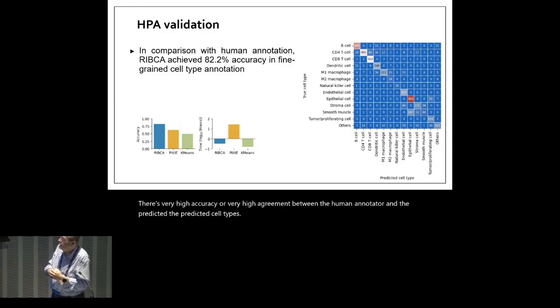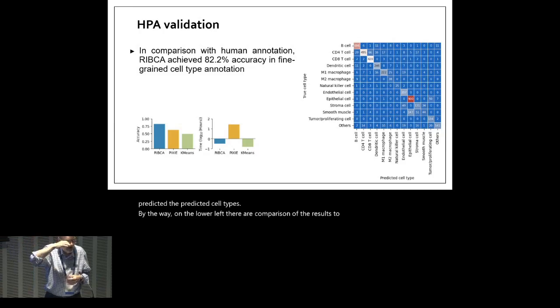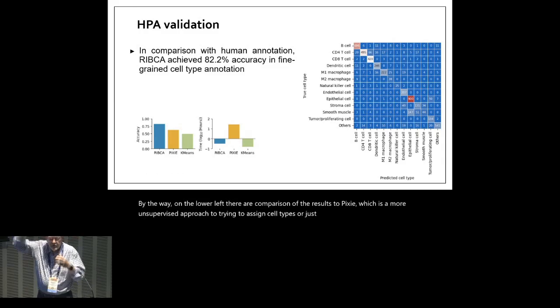By the way, on the lower left there is a comparison of the results to PIXI, which is a more unsupervised approach to trying to assign cell types, or just doing k-means clustering of the intensities and choosing clusters based on that. RIPCA does better than both of those.